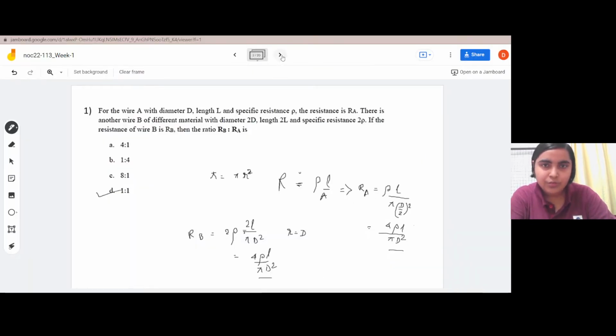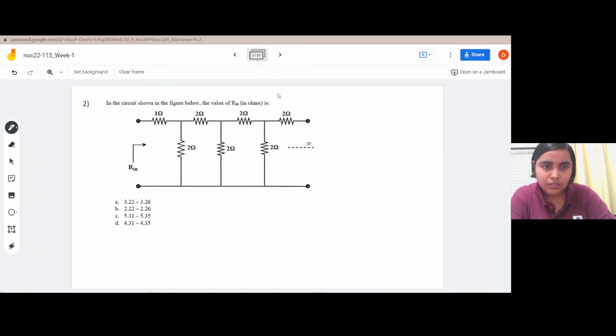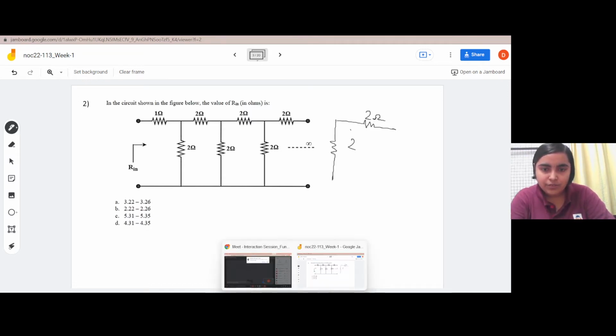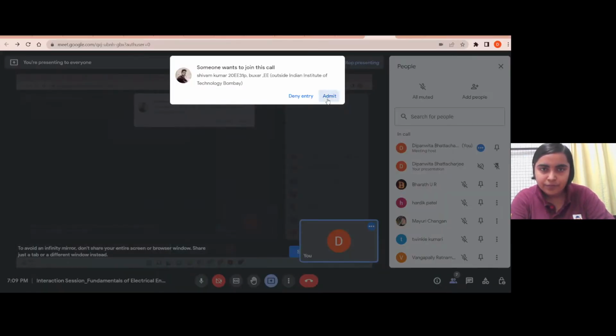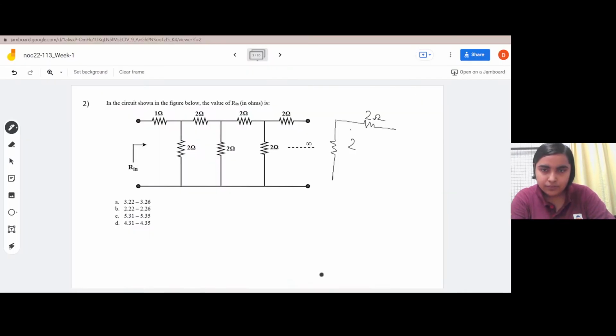So we will move to the next question. You're given a circuit, you have to find the input resistance. This is kind of an infinite circuit, that is to say, beyond this point, again there will be a resistor of 2 ohm here and another resistor of 2 ohm, and this continues. So, can you guys please try this one out and come up with the answer?